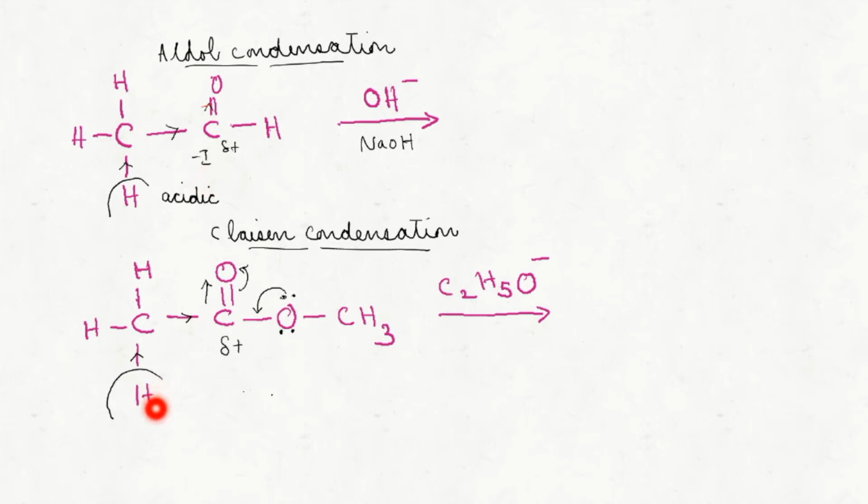Because of that, the alpha hydrogen that is present in an ester will be less acidic. So that is the reason in order to grab this hydrogen, we are using a strong base such as sodium ethoxide. Idea is clear?